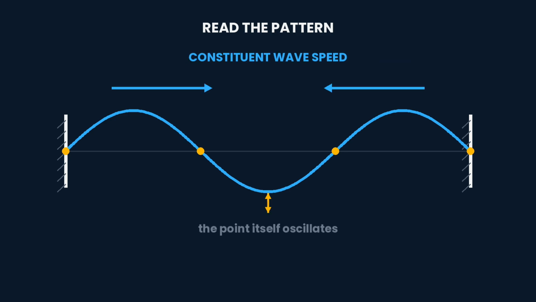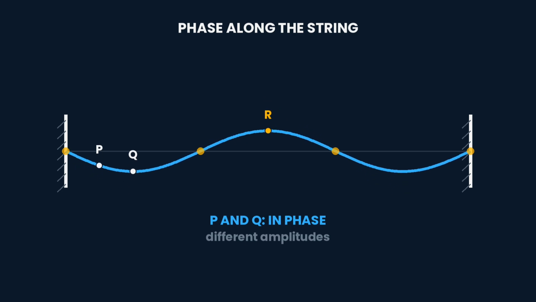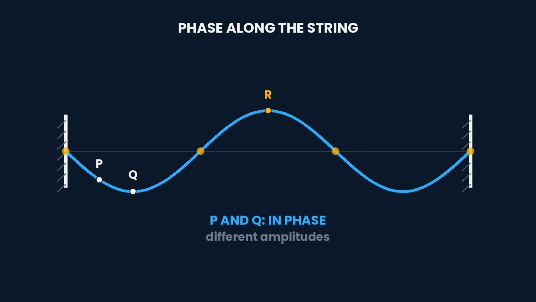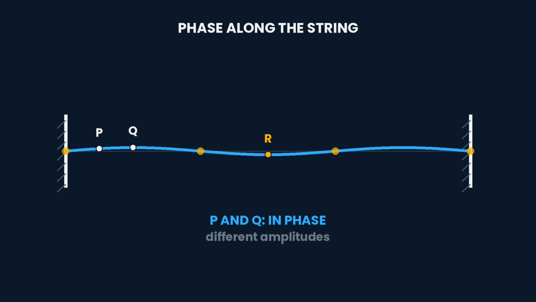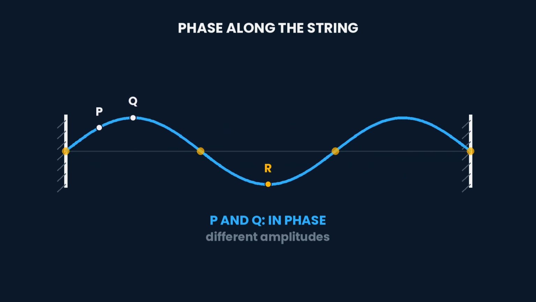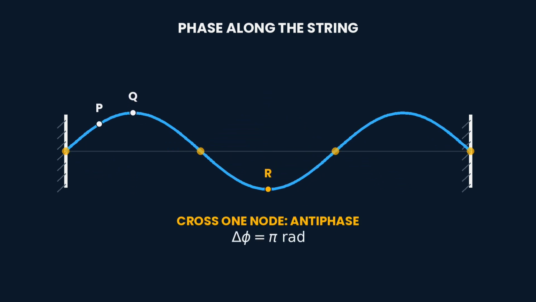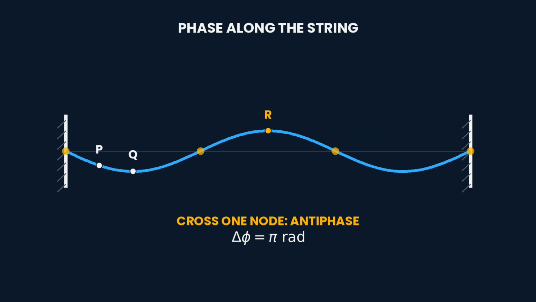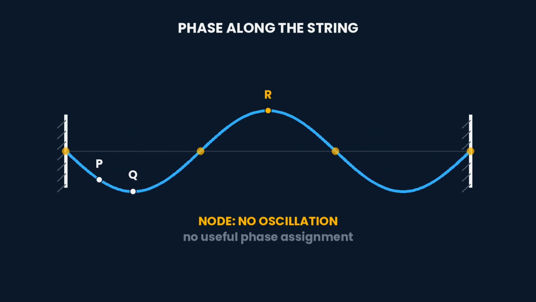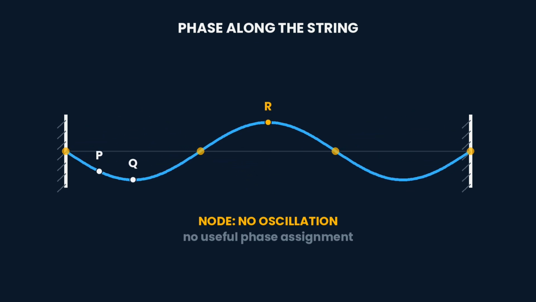That is the speed of the two travelling waves which make the pattern, not the transverse speed of one point on the string. Phase is also different from a progressive wave. Every non-node point between the same pair of nodes oscillates in phase, although its amplitude depends on position. Cross one node and the motion is in antiphase, a phase difference of π radians. The node itself does not oscillate, so it's not useful to assign it a phase.